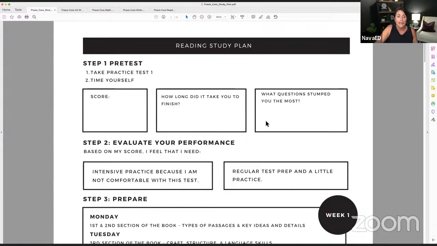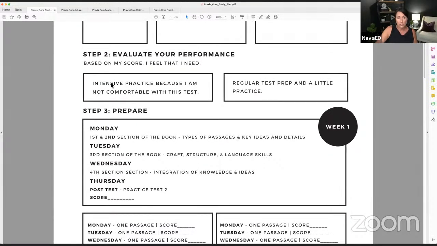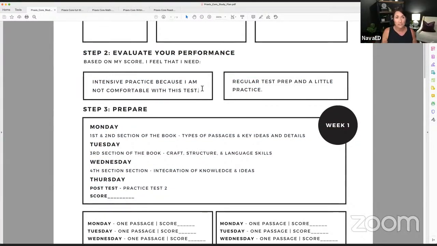All right. Then ask yourself a couple questions. Based on my score, I feel that I need intensive practice because I am not comfortable with this test, or just some regular prep and a little practice. There's pretty much 2 people in this world when it comes to the reading: people who need intensive help with reading, and people who just need to brush up because they're already readers and they don't get test anxiety about reading. Okay. Now let's go to step 3.